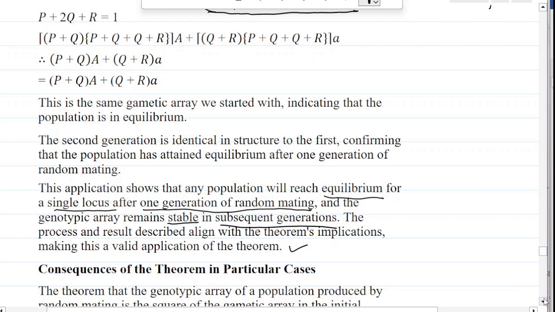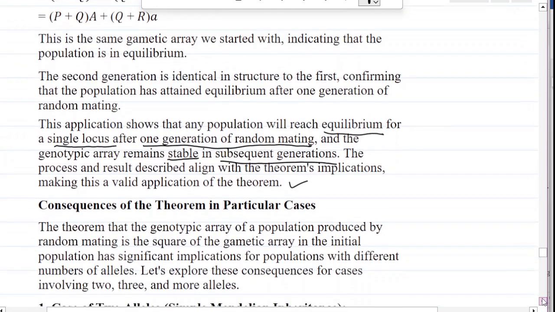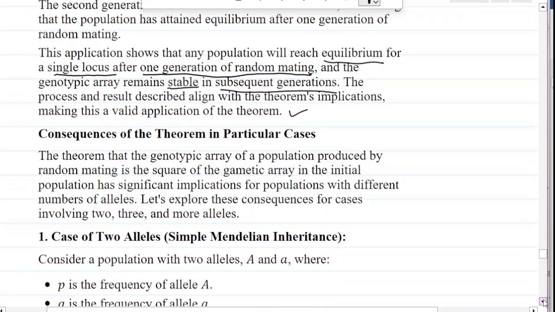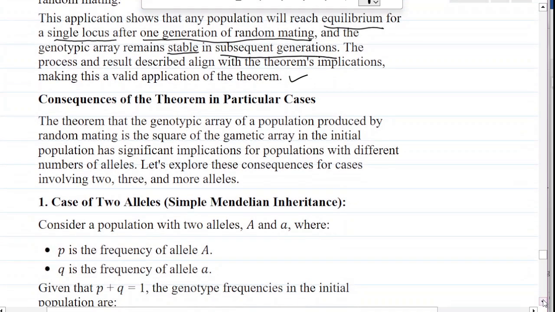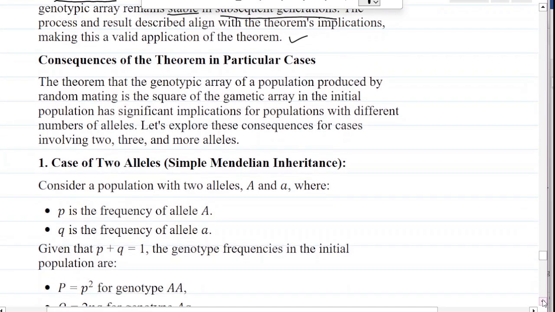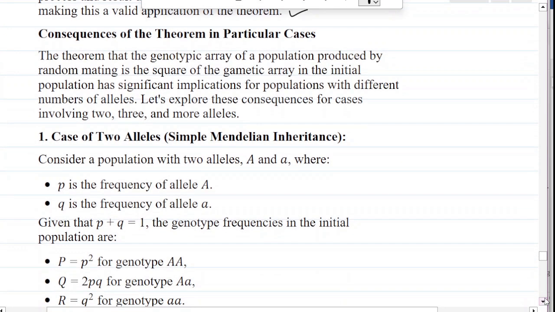And of course, there are certain consequences of the theorem in particular cases. What happens if we take two alleles? What happens if we take three alleles? What happens if we consider m alleles at a locus? And so on and so forth. So we will discuss all these things, in the case of two alleles, which is known as simple Mendelian inheritance.